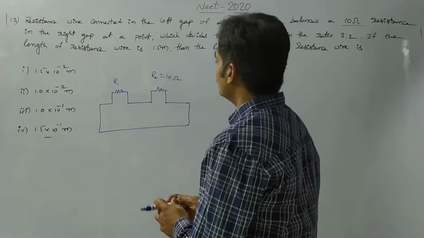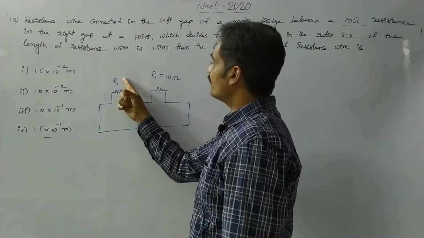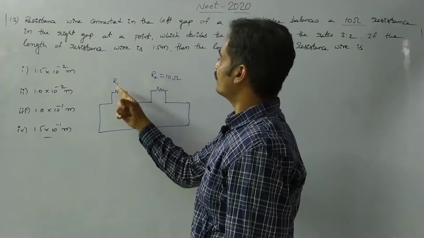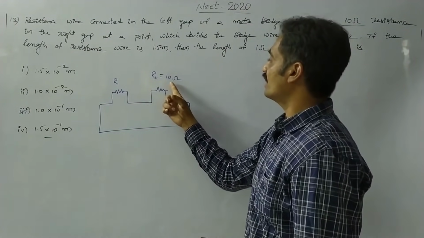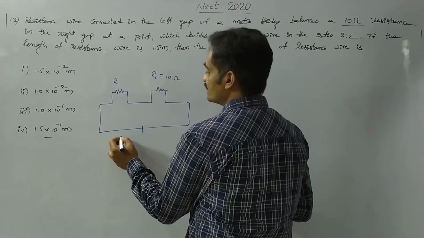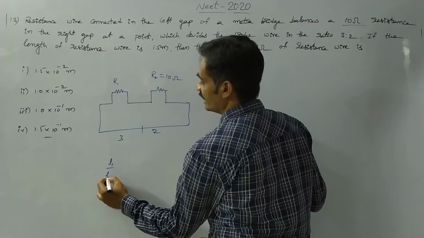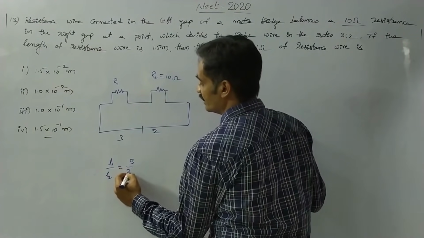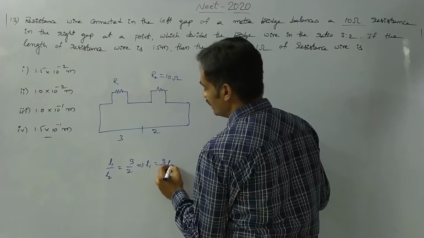So here observe that we had considered a meter bridge, where the left gap is being connected by a wire of resistance R1 and the right gap is being connected by a resistance of R2, 10 ohms. So here this length of the wire is being balanced in the ratio of 3:2. Then we can write it as L1 by L2 equals 3 by 2. From this equation here we have L1 equals 3 by 2 L2.